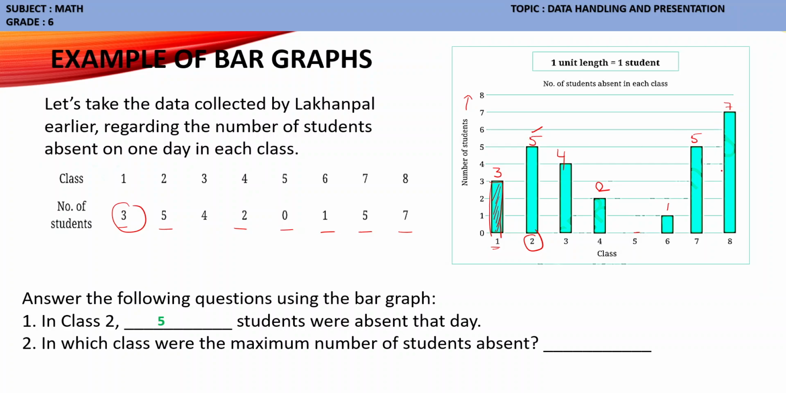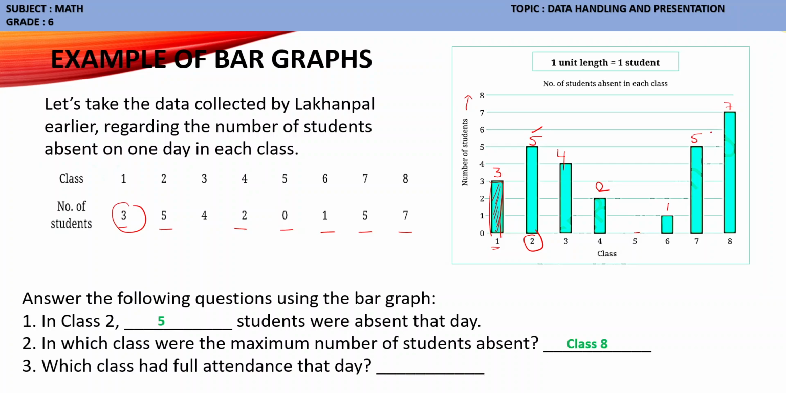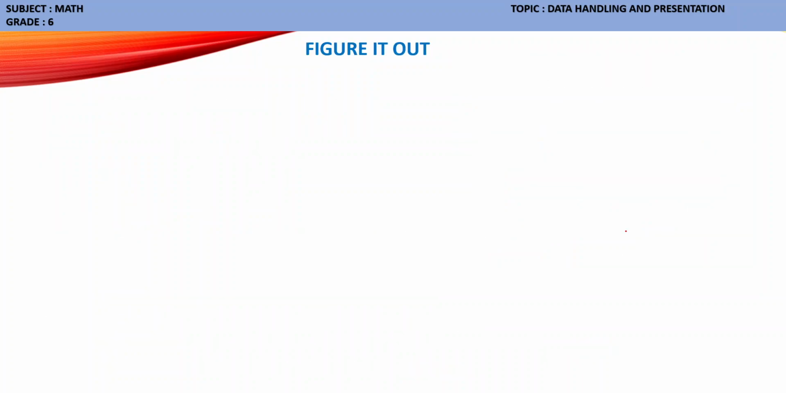By observing this bar graph, whichever bar is the highest indicates the maximum number of students absent on that day. So, which is the tallest here? Obviously, class 8. Third question. Which class had full attendance that day? Here, wherever the 0 is, that means full attendance. Absences are 0. So, class 5 had full attendance on that day.